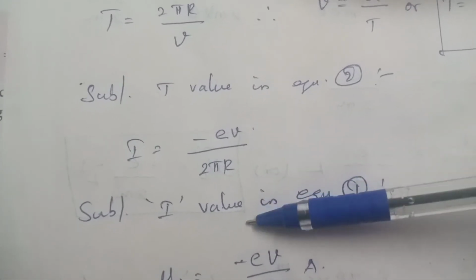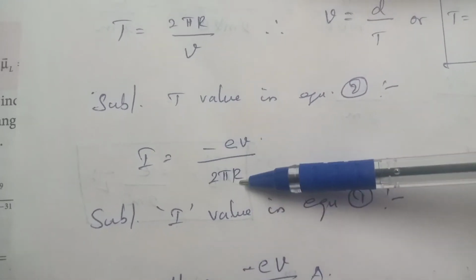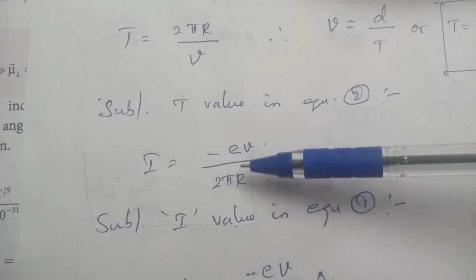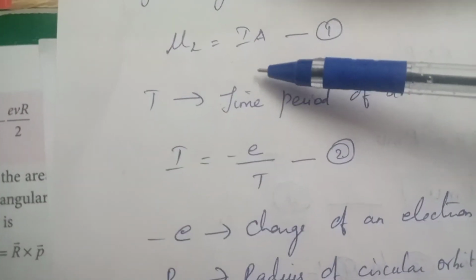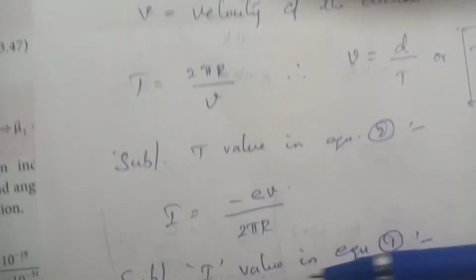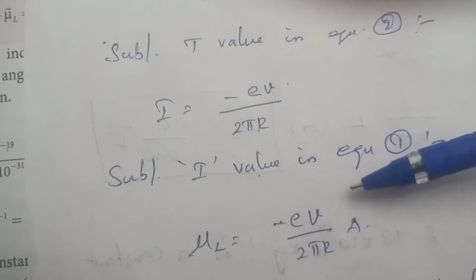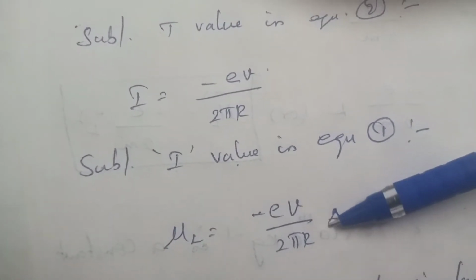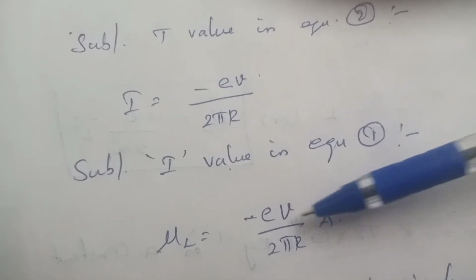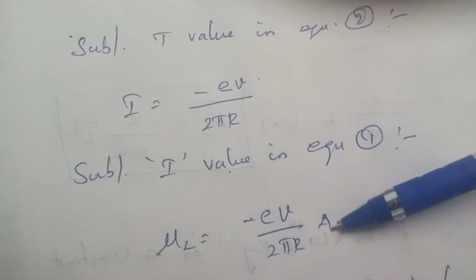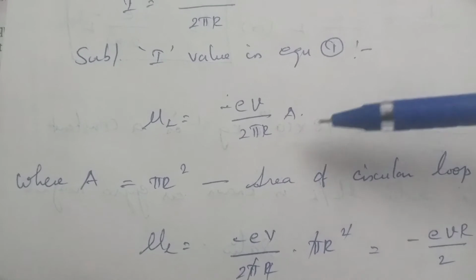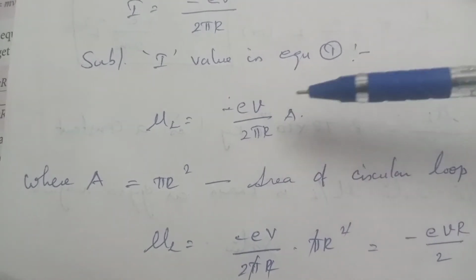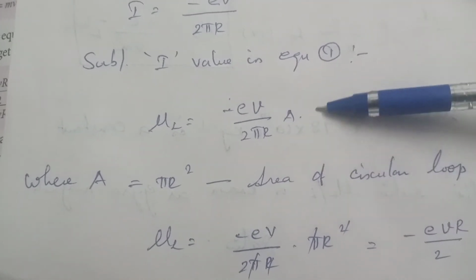Now substitute the I value in equation number 1. What is equation number 1? Mu L is equal to IA. So substitute the I value in equation number 1. Mu L is equal to minus EV divided by 2 pi r into A. So this is the value. So mu L is equal to minus EV by 2 pi r into A.